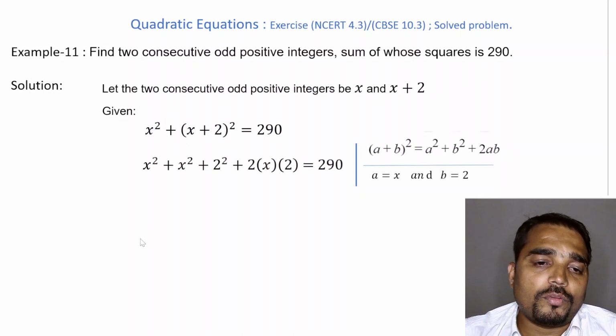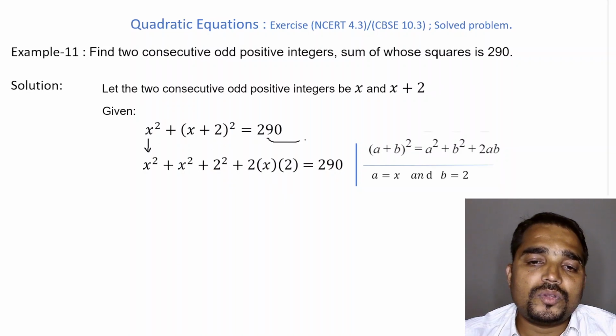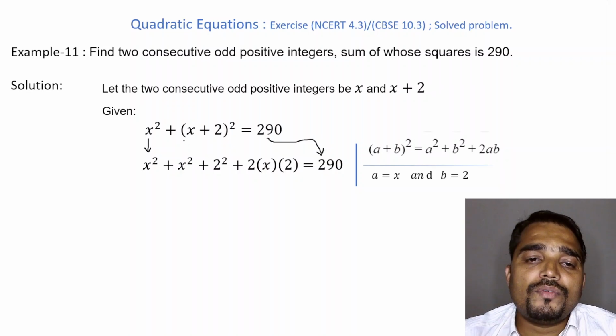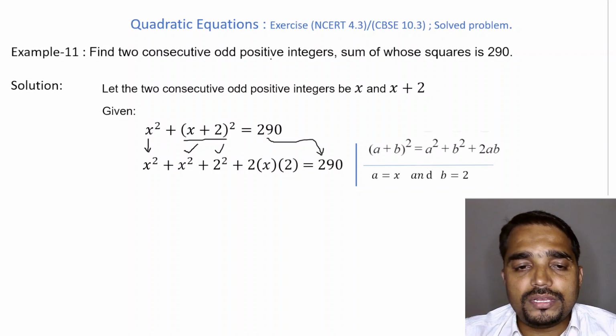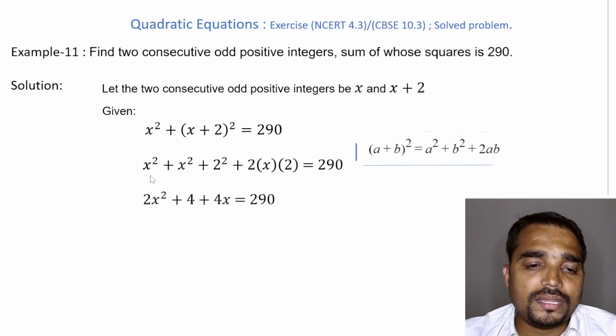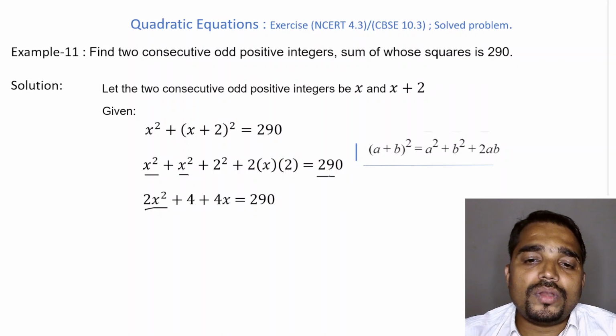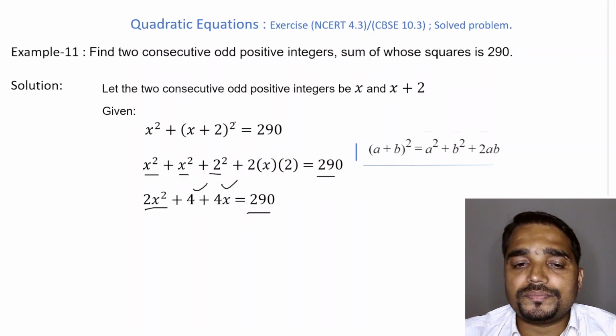Upon application of the formula, the first term x square would remain as it is, and RHS 290 would remain as it is, whereas for the term x plus 2 whole square, we have applied the formula which is a square, that is x square, plus b square, which is 2 square, plus 2 into a into b, that is 2 into x into 2. Upon simplification, x square and x square are like terms, so they will get added to become 2x square. 290 would remain as it is in RHS, whereas 2 square is becoming 4, and 2 into x into 2 is becoming 4x.